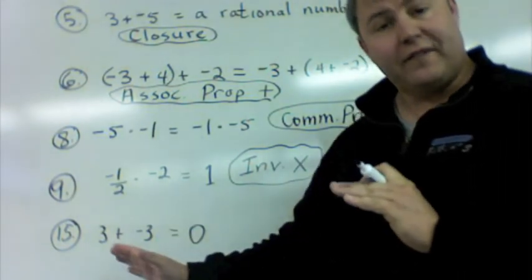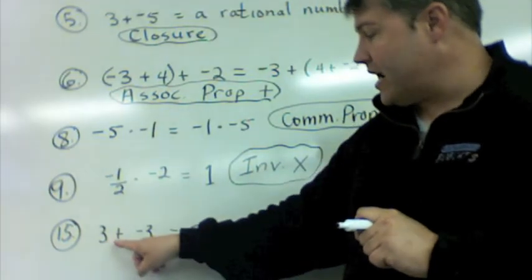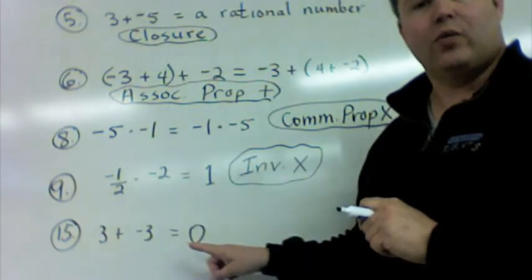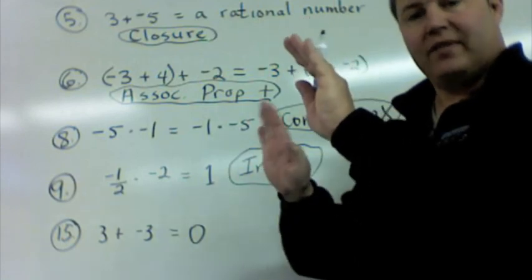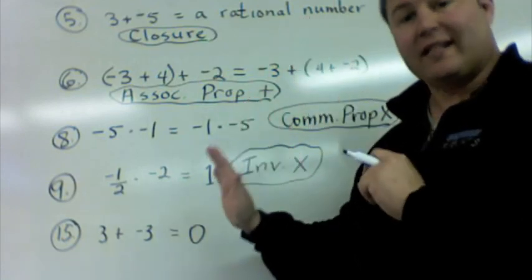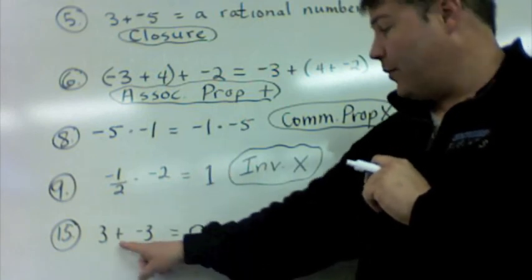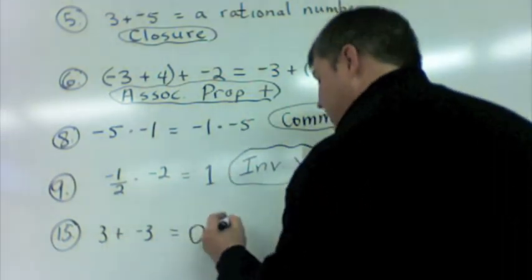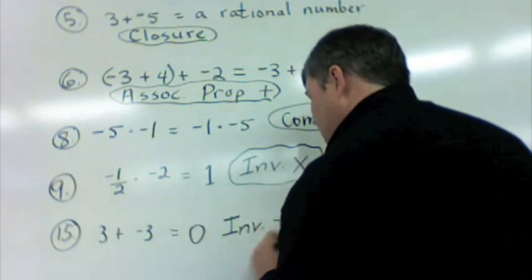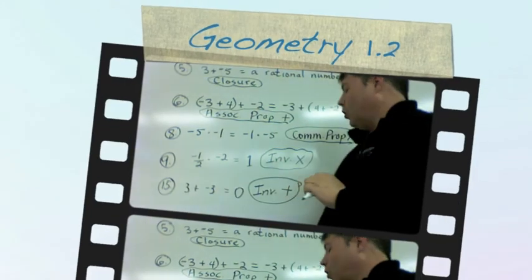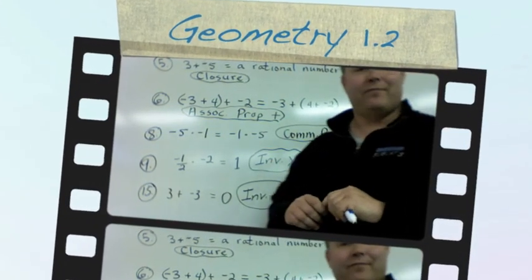All right, number 15 is the last one I'm going to do from the worksheet. And it says 3 plus -3 equals 0. And what property says that when you add a number and its opposite, you get 0 as an answer? Well, that's an inverse, and this is addition. So this is additive inverse or inverse property of addition. Right? Field properties.